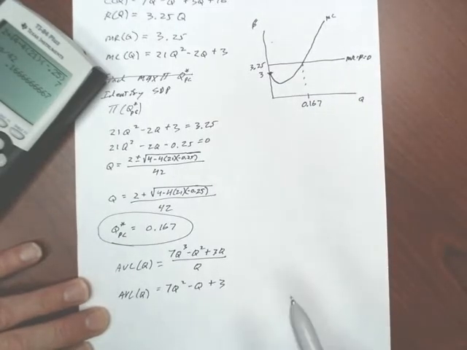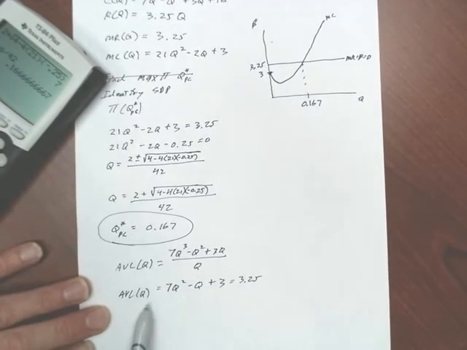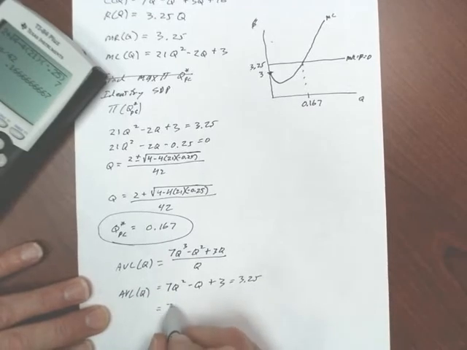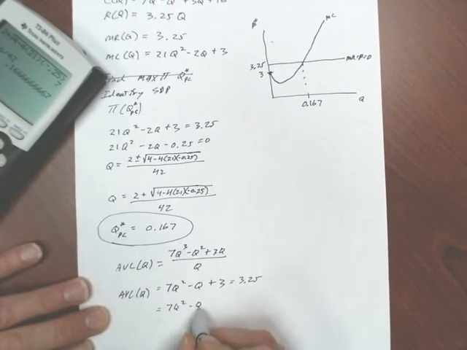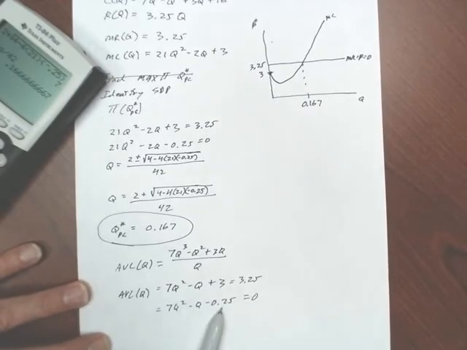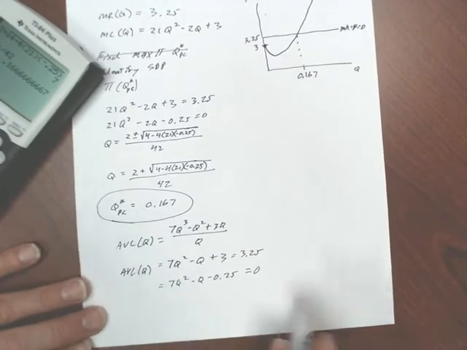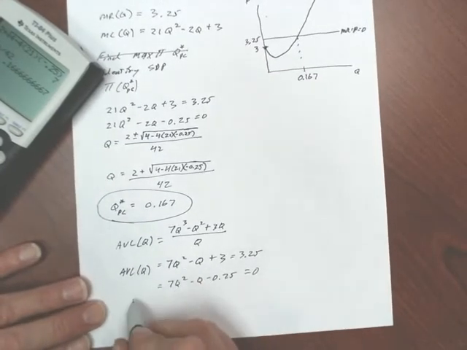So we're going to set this equal to marginal revenue, that equals 3.25. Okay, so this gives us 7q squared minus q minus 0.25 equals 0. Now the question is, what is q? What is that point over here? We're going to find that out using the quadratic formula again.